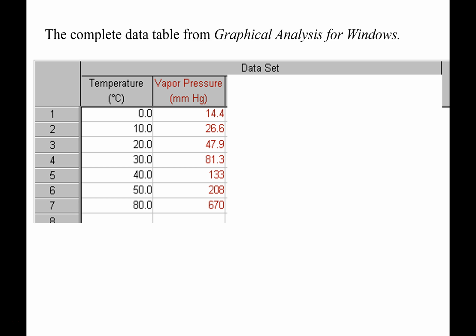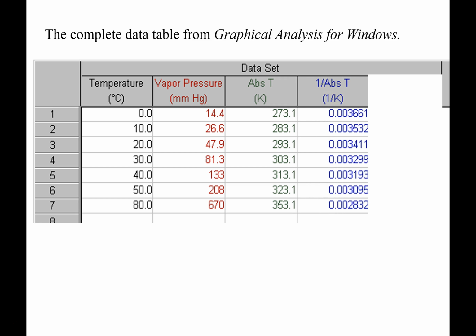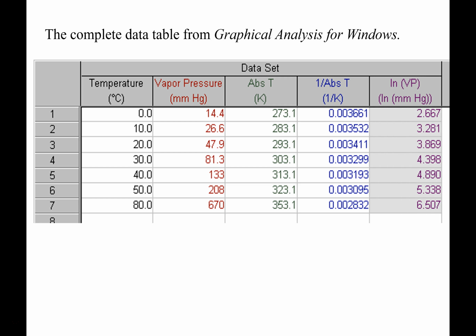So here's our raw data again, and Logger Pro is great at making calculated columns. We're going to do that to get to absolute temperature: we're going to add 273. To get the inverse, we're going to take a calculated column, basically 1 divided by this column. And then this is a calculated column based upon our equilibrium vapor pressure, so we just take the natural log of the second column. So finally, these last 2 columns are ready to plot.